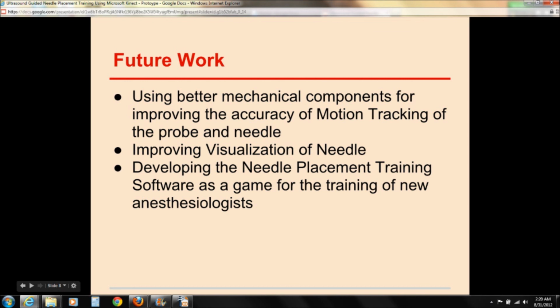Further improvement can also be done in visualization of the needle so that it corresponds to reality. And finally, we can develop the needle placement training in the form of a game so that new anesthesiologists can assess themselves and they can improve their accuracy with time.